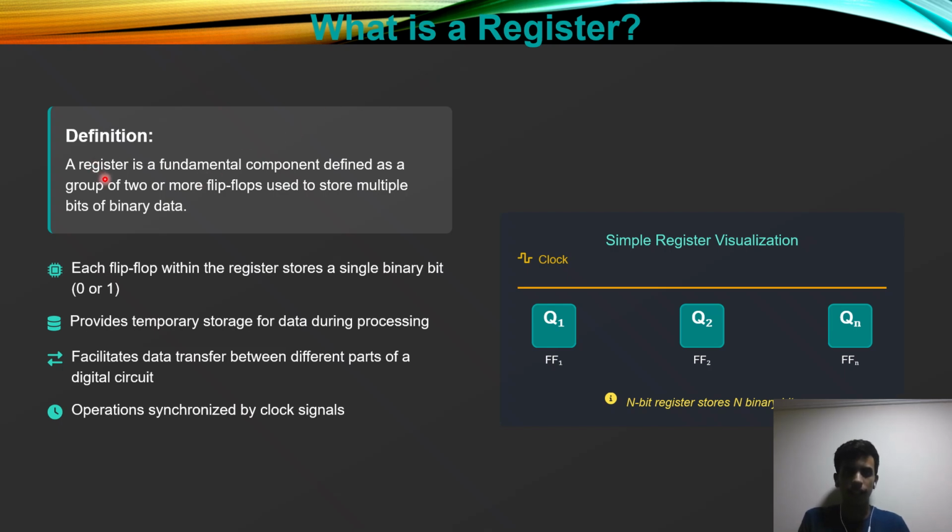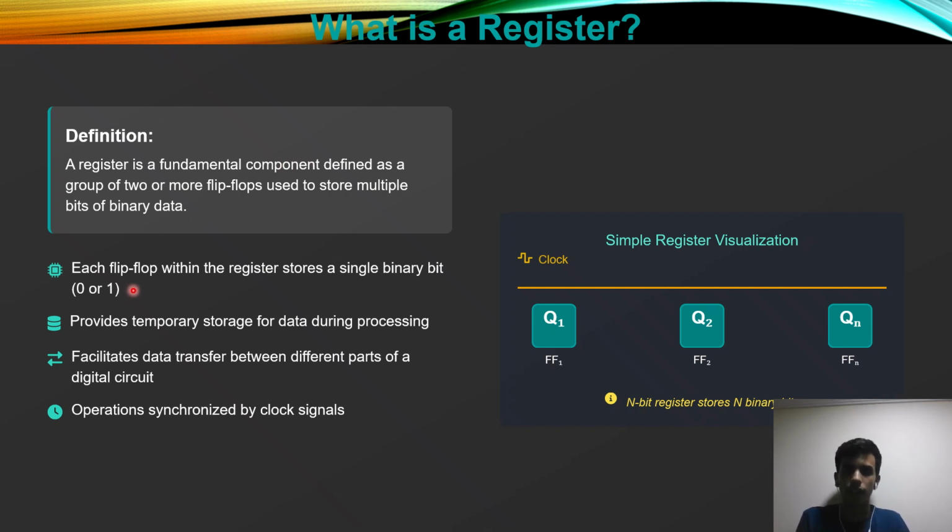Definition: a register is a fundamental component defined as a group of two or more flip-flops used to store multiple bits of binary data. Suppose we have to store some value, so we have to use a flip-flop. If we use more flip-flops, two or more, then they will store multiple bits of memory. The element which stores all this is known as a register.